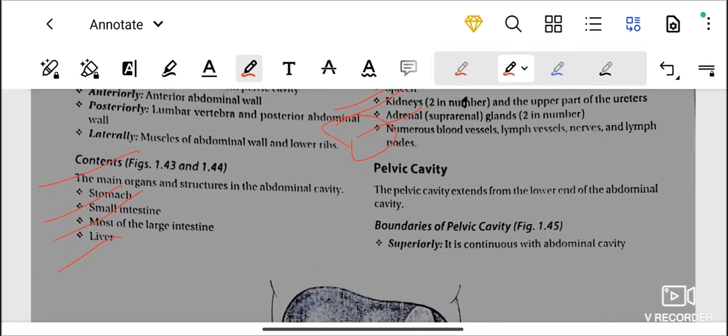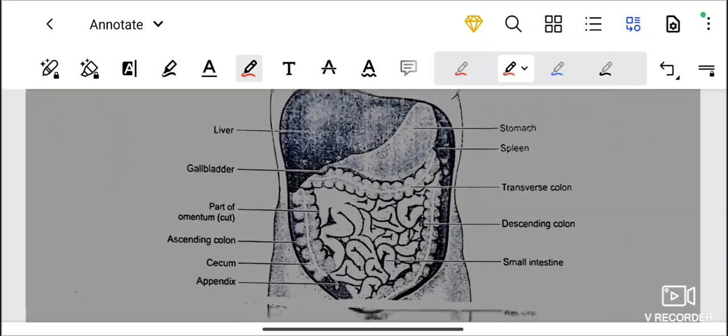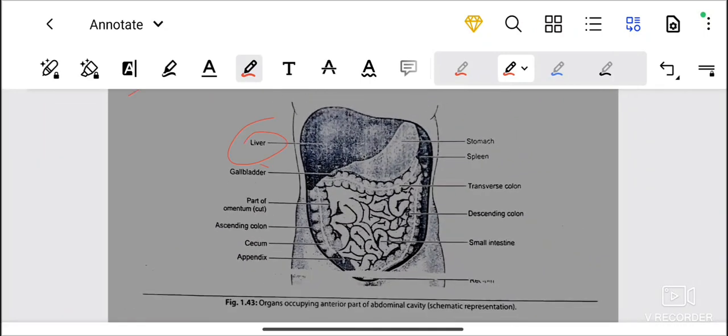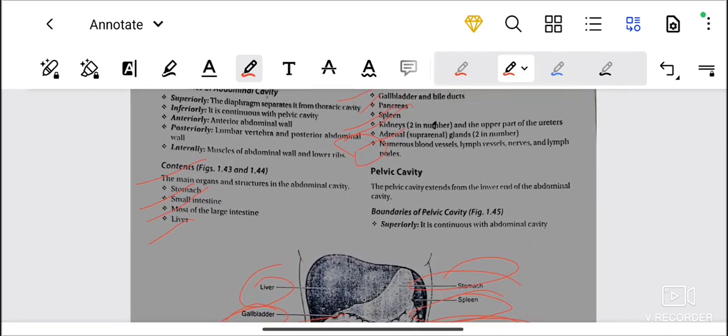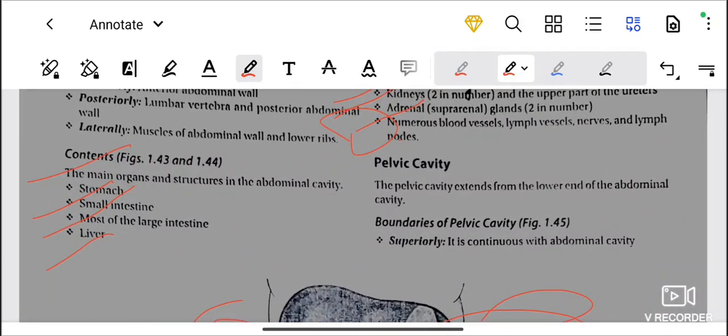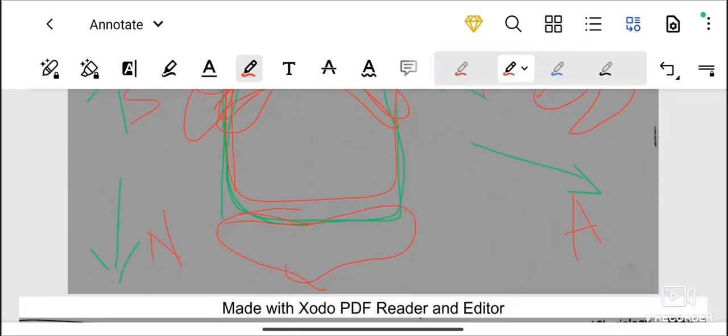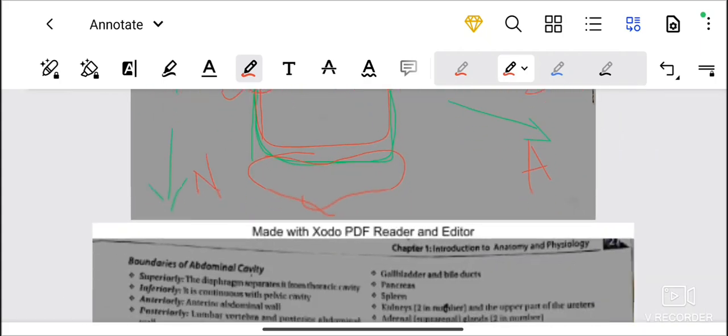The next is the pelvic cavity. Here you can see the abdominal cavity. What structures will be present? Liver, gallbladder, and next ascending colon, cecum, appendix, small intestine, descending colon, transverse colon, stomach, spleen, and pelvic cavity. The pelvic cavity extends from the lower end of the abdominal cavity. You can also say lower abdominal cavity. Here I explained the continuity of the abdominal cavity.